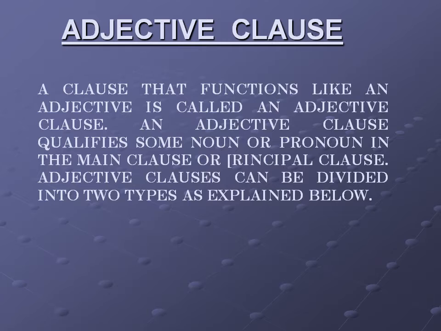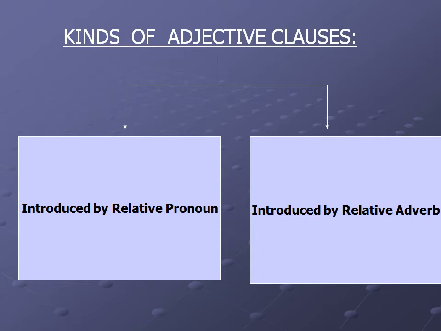Adjective clause. A clause that functions like an adjective is called an adjective clause. An adjective clause qualifies some noun or pronoun in the main clause or principal clause. Adjective clauses can be divided into two types as explained below. Kinds of adjective clause: introduced by a relative pronoun, introduced by a relative adverb.